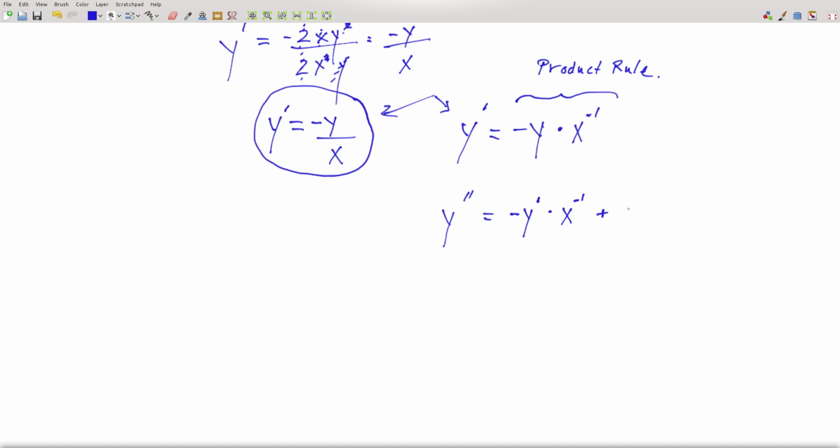That's the way the product rule works. Plus, now we'll leave the negative y alone and take the derivative of x to the negative 1. The derivative of x to the negative 1 is negative x to the negative 2. Alright, maybe we can clean this up a little bit now. This is actually negative y prime over x, and then I'm going to have this negative times that negative becomes positive, so it's plus negative y over x squared.